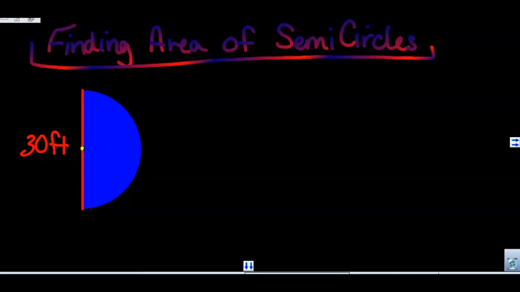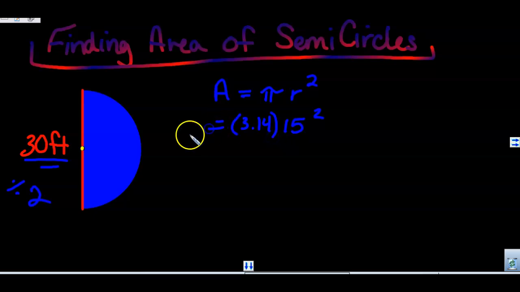Again, we're going to start with the formula. Area equals pi r squared. And we're simply going to substitute in what we know and figure out what we don't. Here, we are given the diameter of 30. We need the radius. So we're going to divide that by 2, and we're going to get a radius of 15. So our area is equal to 3.14 times 15 squared.